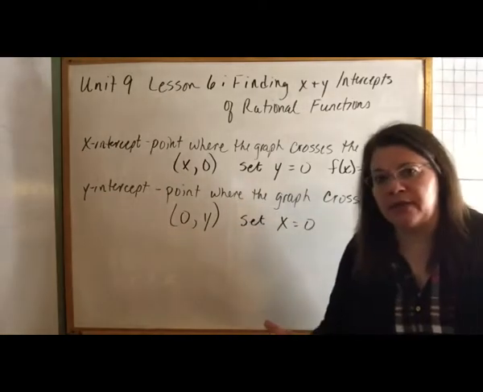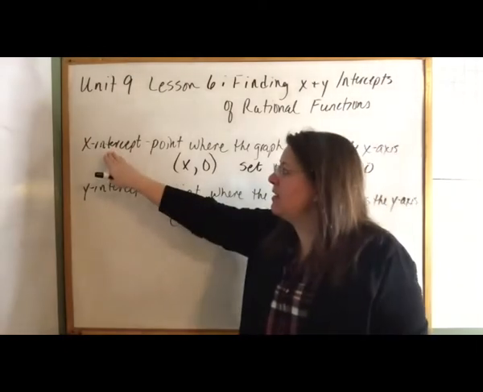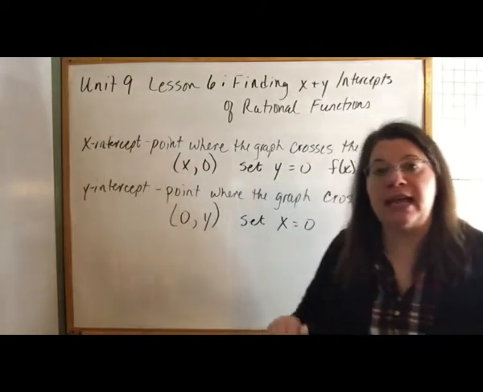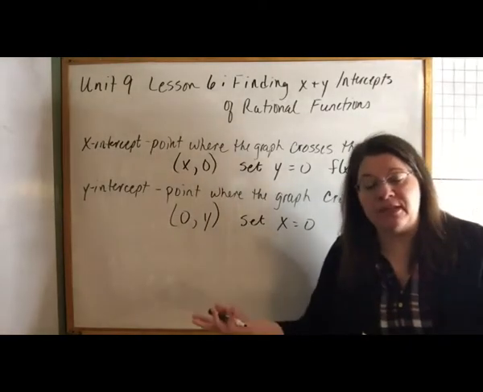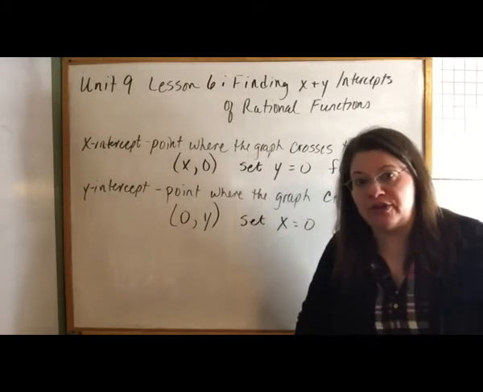So if you think about this, if you're looking for the x-intercept, you're going to set y equal to 0. If you're looking for your y-intercept, you're going to set x equal to 0. So you set the opposite variable equal to 0 in your rational equation to find your intercepts.